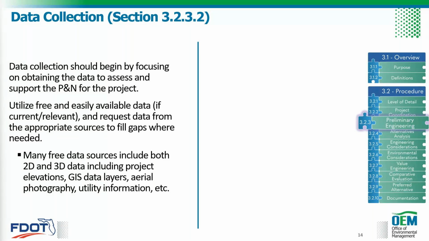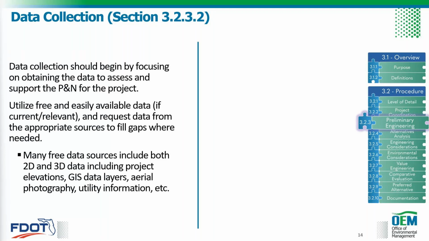You can also request data from the appropriate sources to fill gaps where needed. There are many, many free data sources available across the state, depending on where you are, including both 2D and 3D data, to include project elevations, GIS data layers, aerial photography, utility information, etc. If you are interested in exploring a little bit more about 2D and 3D data, OEM does have 2D and 3D in PD&E guidebooks on the Documents and Resources page.